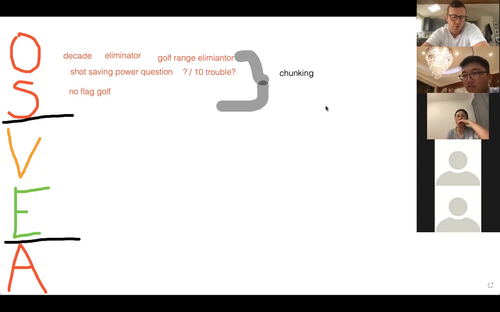Constraints-led learning. So ultimately, DECADE and the shot saving power question are similar ways of getting that information out of them. And I guess when they're in trouble, I ask that question a lot more. If they're behind a tree, I say, what do you think the chances are, or your percentage, that you hit this ball on the green? Oh, I think it's 20%. Well, what the hell are you doing hitting that shot? Yeah, I guess I've done that before, but I haven't really done it in a general safe situation, if you know what I mean.